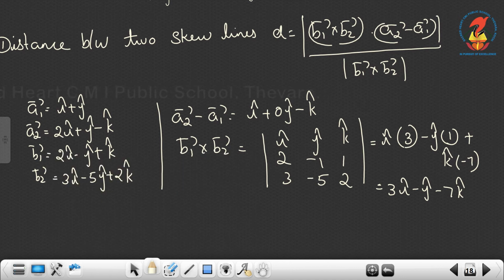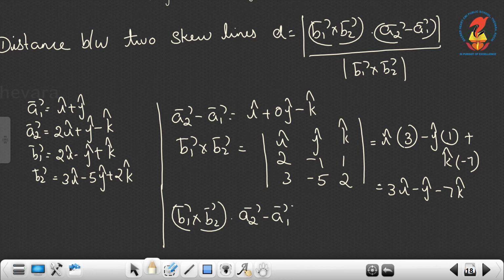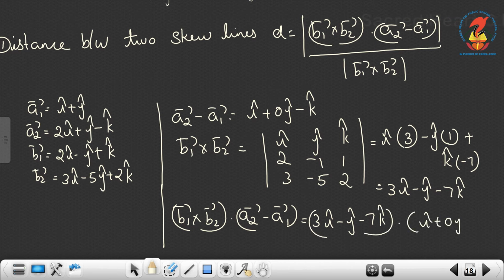Now find the dot product of B1 cross B2 dot A2 minus A1. So (3i cap minus j cap minus 7k cap) dot (i plus 0j minus k). Multiply the corresponding terms. The i part: 3 into 1 is 3, minus 1 into 0 is 0, plus 7. That is equal to 10.